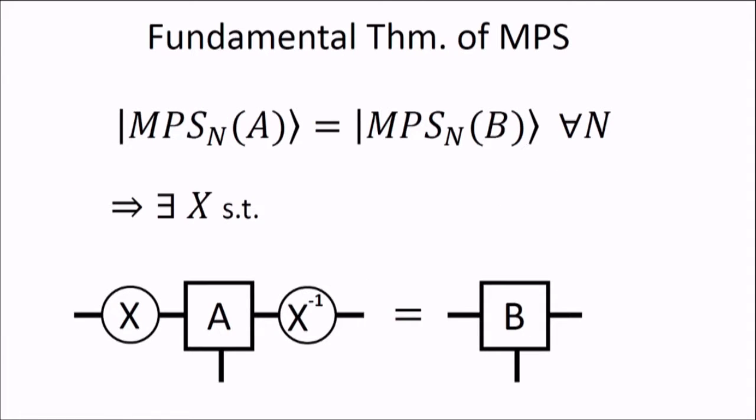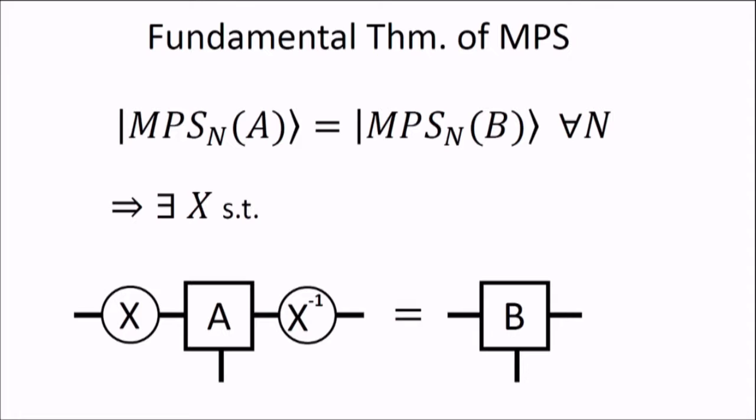And now the second really important result, which I guess is now being called the fundamental theorem of matrix product states, is that given a few nice conditions, if you have two such matrix product states that are equal for all lengths, then there actually exists some local gauge relation that relates the tensors, which is, I think, still surprising to me, but it's quite cool.